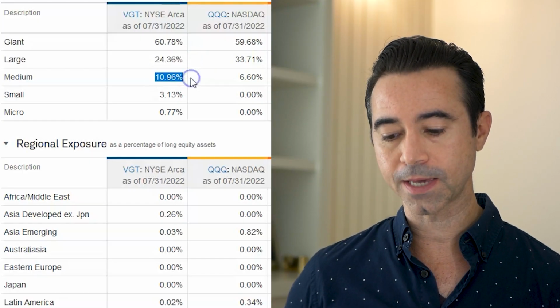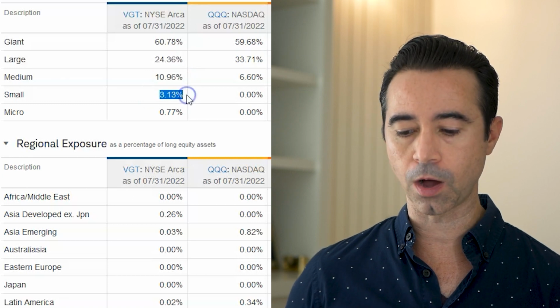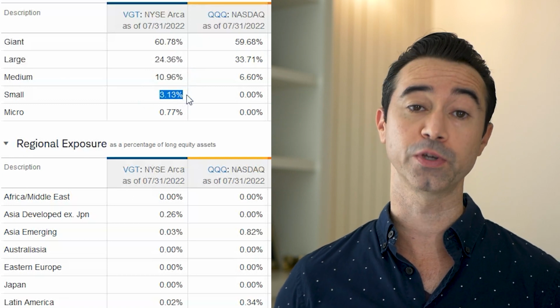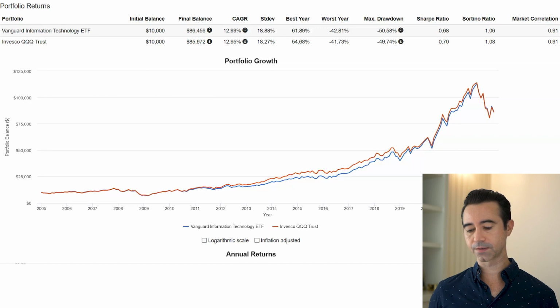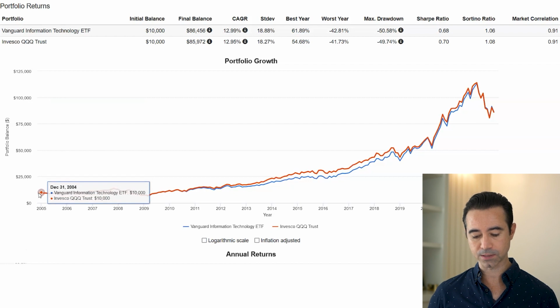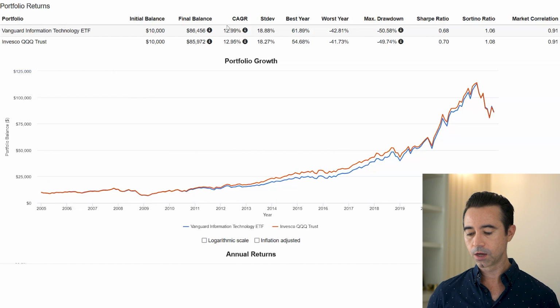Then we have some medium cap companies, so we have a little bit more medium and small inside VGT than you have in QQQ. If we take a look at the performance of these different ETFs, we can see the compound annual growth rate going back to December 31st of 2004. VGT is at almost 13%, 12.99%, and QQQ 12.95%, so QQQ has a little bit less of a CAGR than VGT.